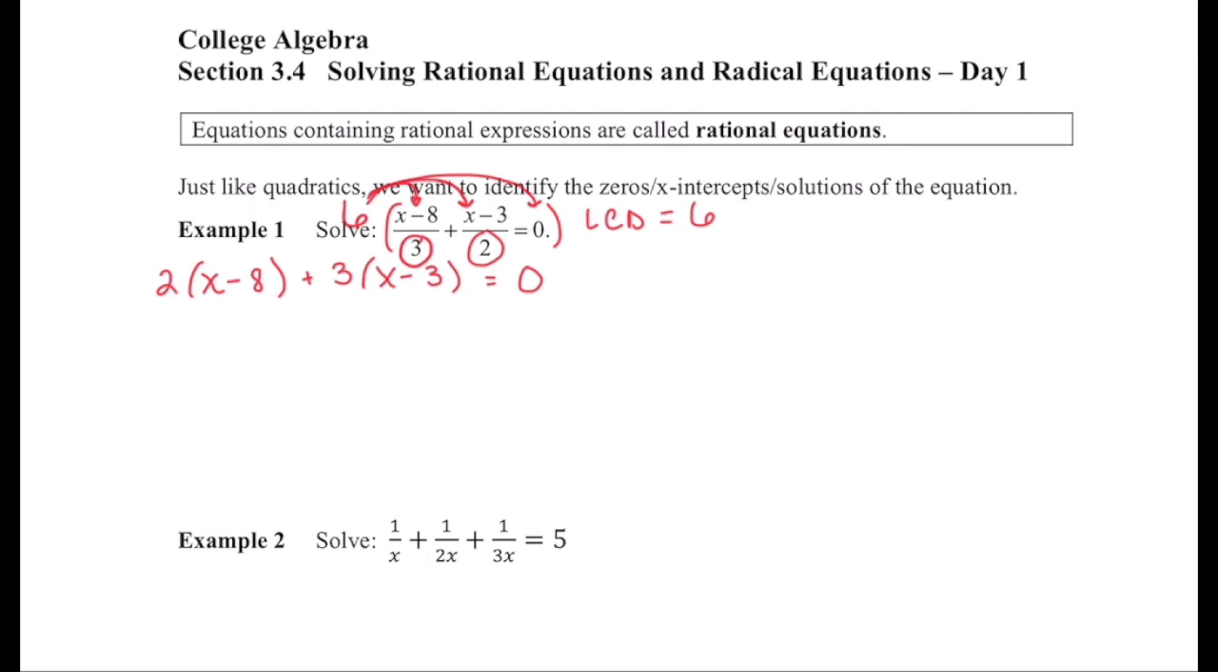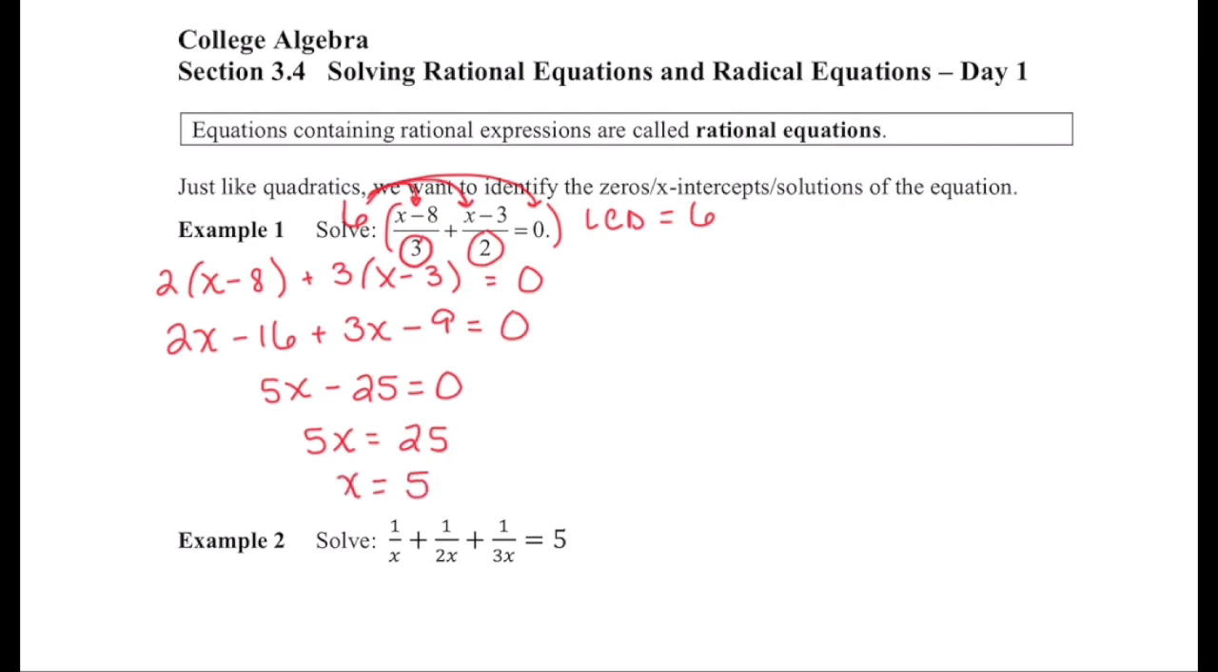Further, I can now distribute to have 2x minus 16 plus 3x minus 9 equal to 0. Combining like terms, I have 5x minus 25 is 0. Add 25 to both sides, and then divide by 5. And it's okay for x to be 5 since x can be all real numbers. Notice there are 0 x values in the denominator, so there's nothing we need to worry about there. So x equals 5 would be our solution.